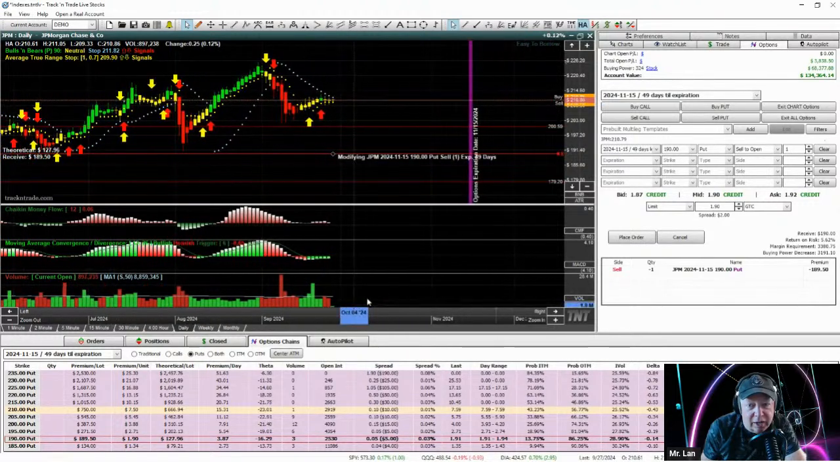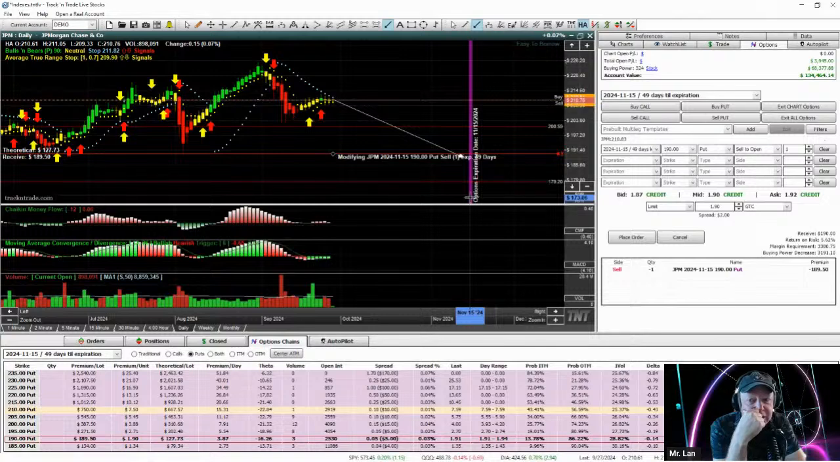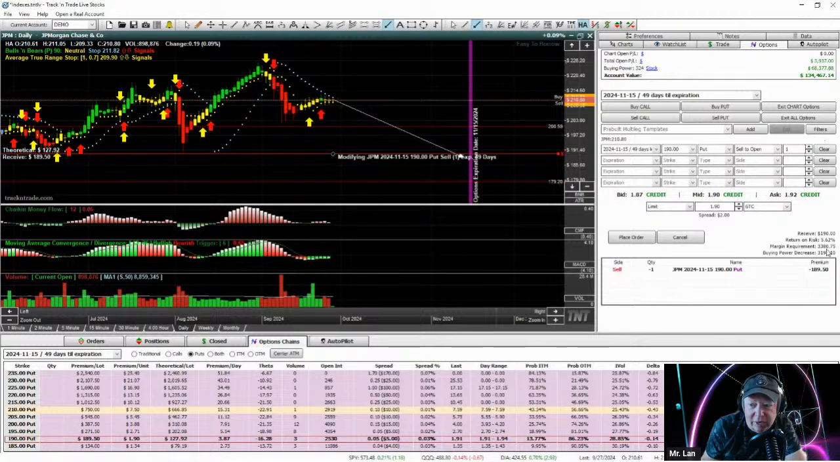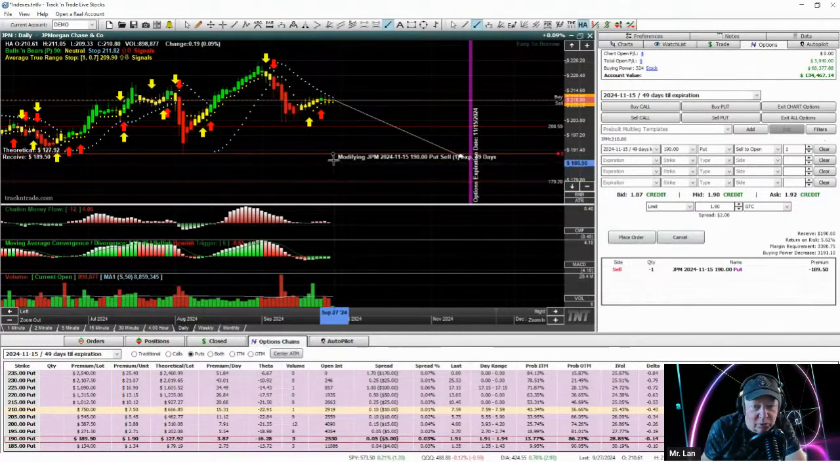$189, and we're going to have to buy the shares right there, right? We're going to have to buy the shares if it falls below our line. But those shares are going to cost us $19,000. The margin requirement is only $3,380. So you could actually do this with your $5,000 account.